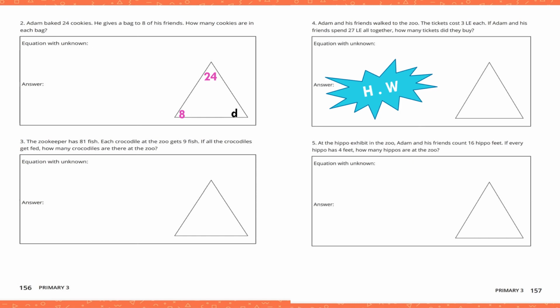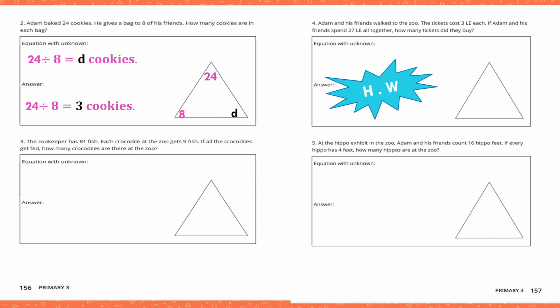So 24 divided by 8 equals D cookies. D is the unknown number. So 24 divided by 8, it's like 1 times 8 equals 24? 3 cookies.